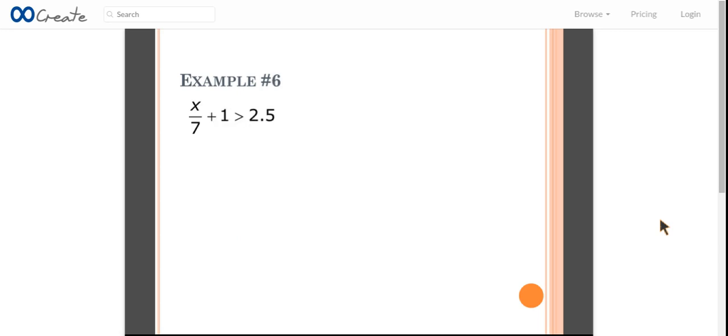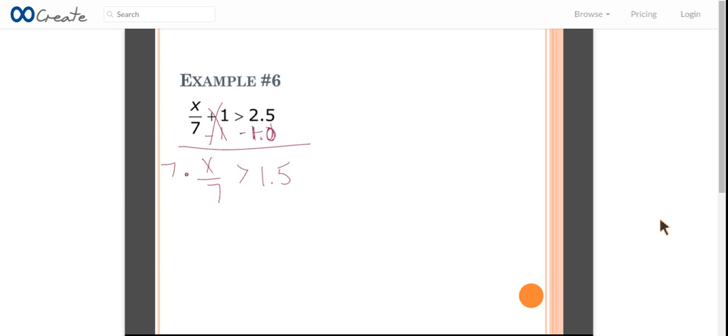The last example. Oh, we've seen this one, I think. Some number x divided by 7 plus 1 is greater than 2.5. So subtract 1 from both sides. That's x divided by 7. I should line up my decimals. So that leaves me with 1.5. x divided by 7 is greater than 1.5.